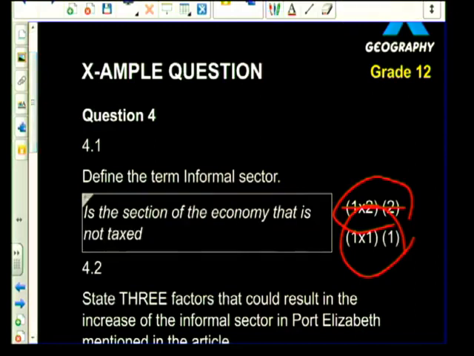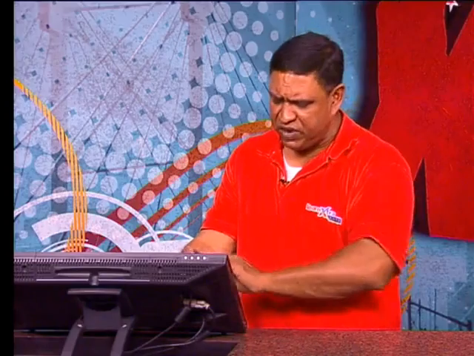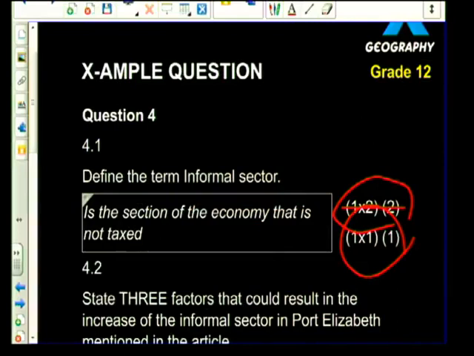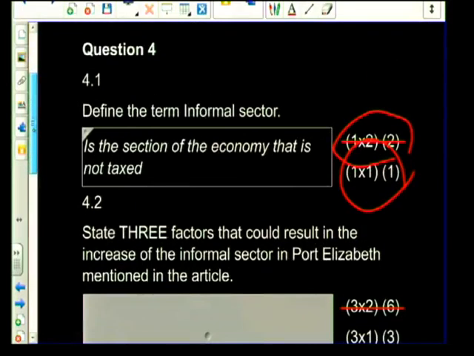And the definition of an informal sector, remember these are concepts. It can be phrased differently. I've chosen one here: the section of the economy that is not taxed. Okay? 4.2, and of course this is 1 mark.